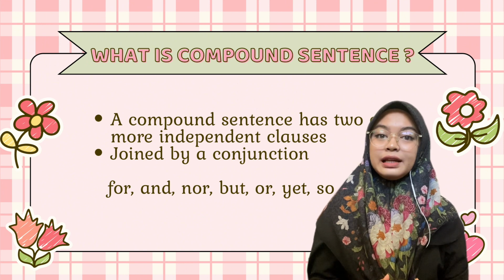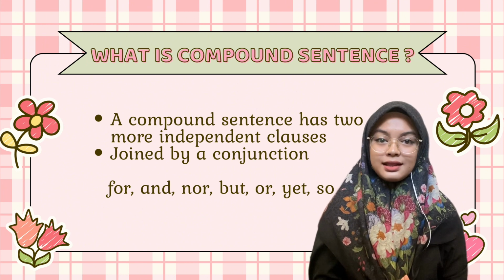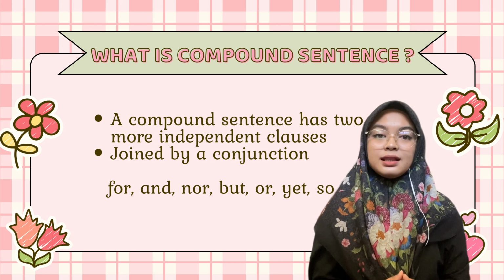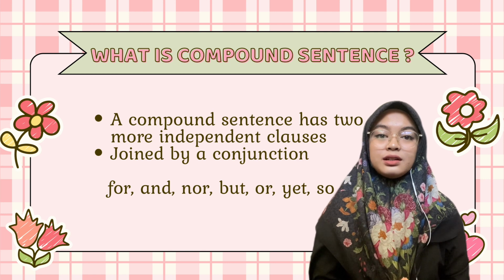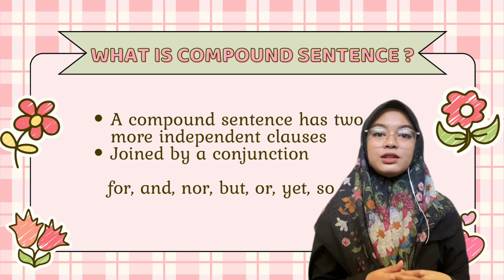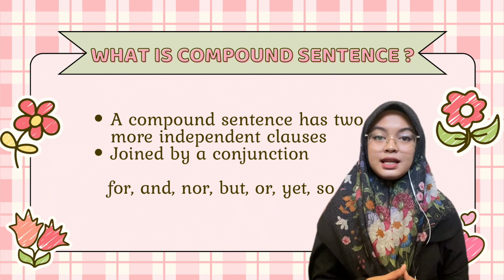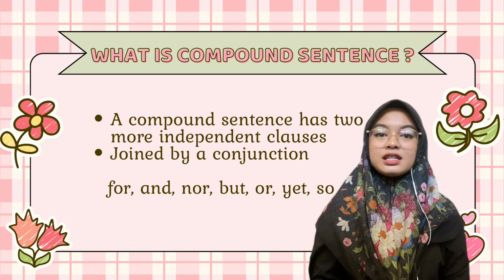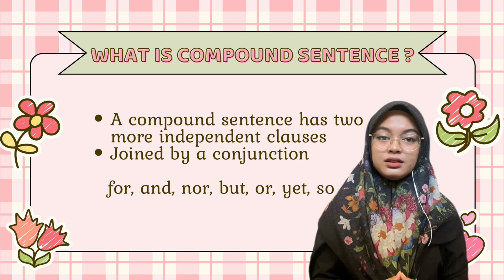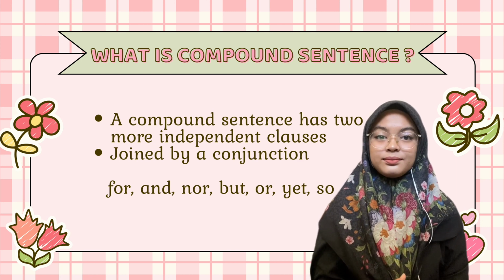Now that you fully understand what simple sentences are, let's move on to compound sentences. A compound sentence has two or more independent clauses joined together by a conjunction. We have three types of conjunctions, but today we are only going to focus on one type, which is coordinating conjunctions. Have you heard of coordinating conjunctions? Or can you think of any examples of coordinating conjunctions?